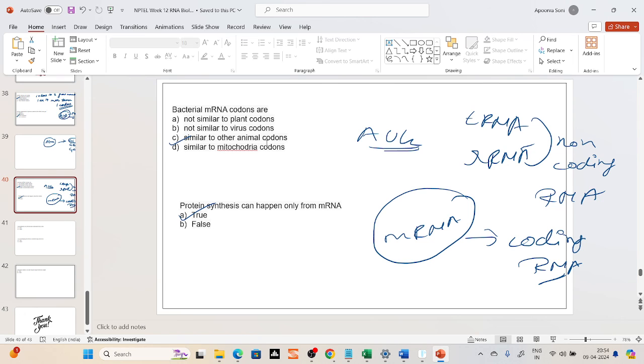We never study about plant and animal translation, or virus and animal translation, or bacteria and virus translation. Why? Because over the years, through research, it has been shown that, whether it is transcription or translation, let's talk about translation only, the translation process between bacteria and animals shows a lot of similarities.